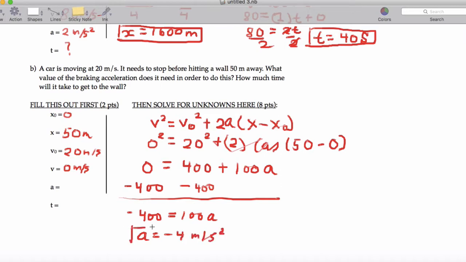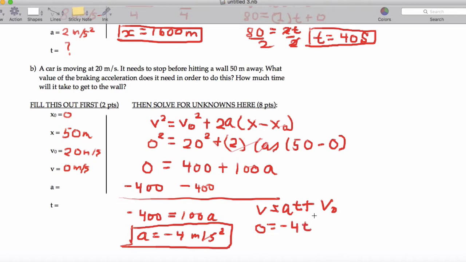Okay. Now, continuing, let's get the time. So v equals AT plus V0. So that's going to be V0 equals negative 4 times the time plus 20. That's the initial velocity.